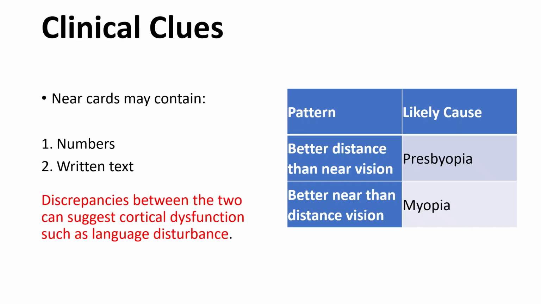For near vision, we use cards. The near card may contain numbers or written text. When these two are tested separately, discrepancies between the two methods can suggest cortical dysfunction such as language disturbance. Coming to pattern and likely cause, better distance vision than near vision suggests presbyopia. Better near vision than distant vision suggests myopia.